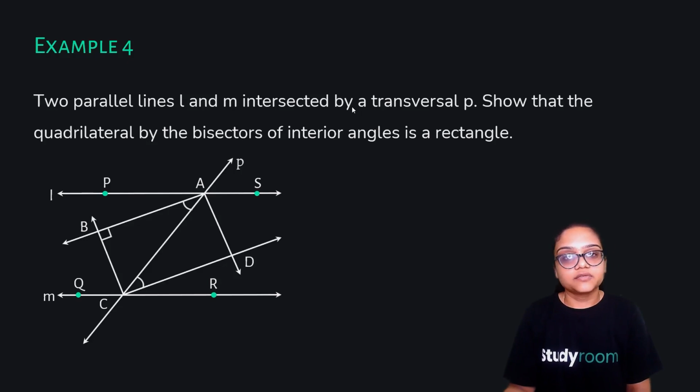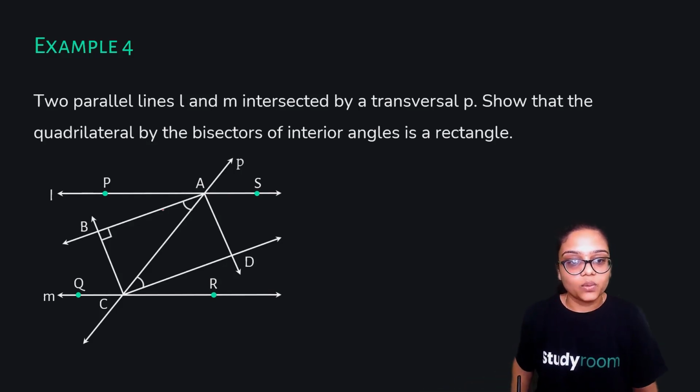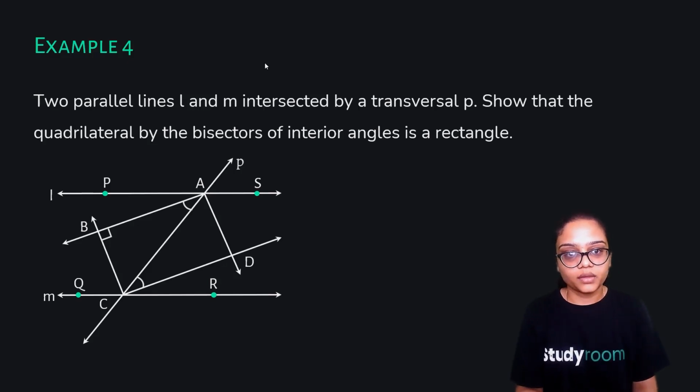Okay, so what things are given to you? Two parallel lines, L and M, are given to you, and they are intersected by a transversal P, correct? And we have to show that the bisectors of the alternate interior angles form a rectangle, correct? So how would we show that? Now, what things are given to you? Firstly, write it down, okay?